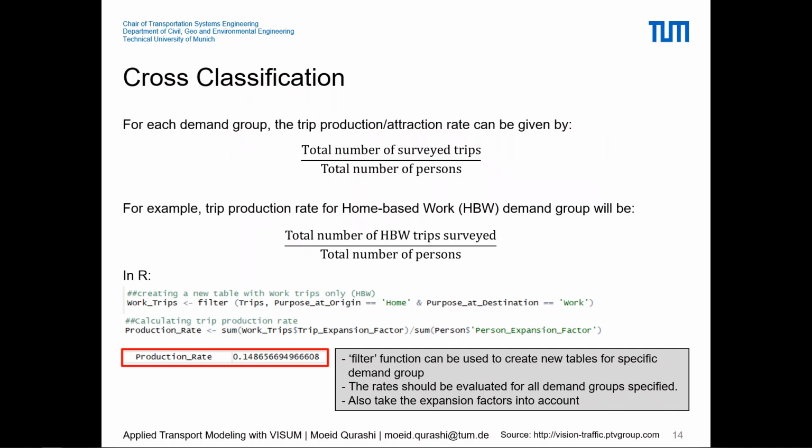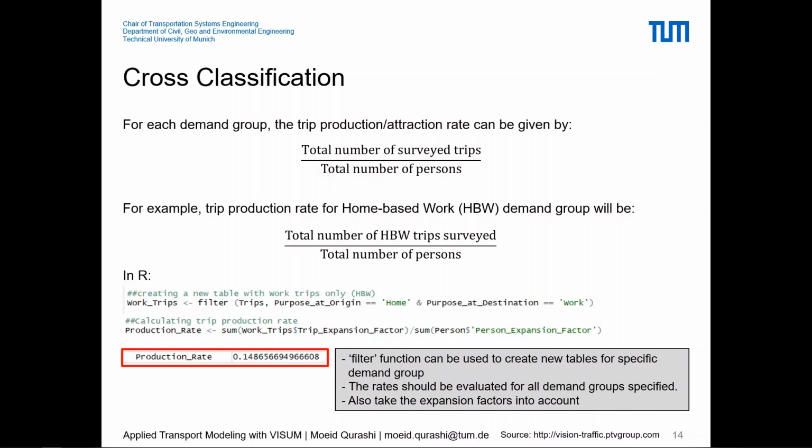Cross classification is very simple. For each demand group, the production or attraction rate can simply be given as the total number of survey trips divided by the total number of persons. In the simple example, it is the total number of home-based work trips that we have surveyed divided by the total number of persons that are present there.